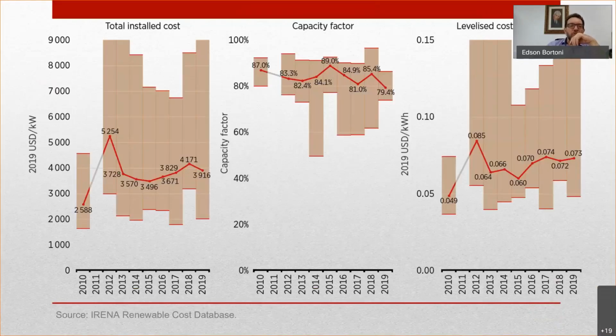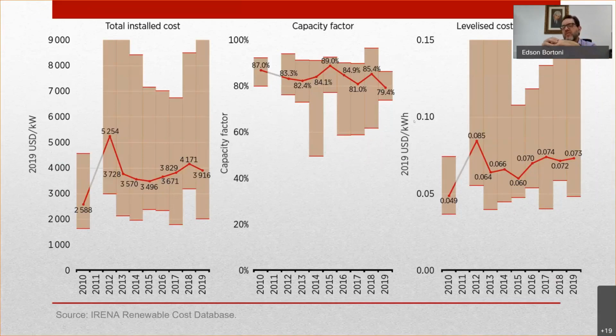So the cost of geothermal in 2019 was about $4,000 per kilowatt. It's very expensive when compared, for example, to $2,000 per kilowatt for hydroelectric. The energy is about $73 per megawatt hour. And this is the capacity factor.